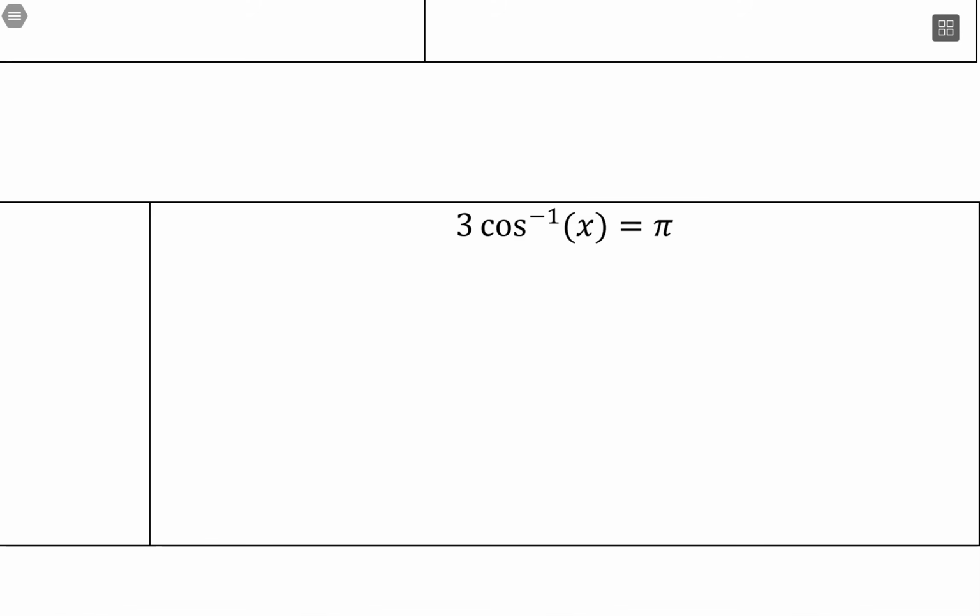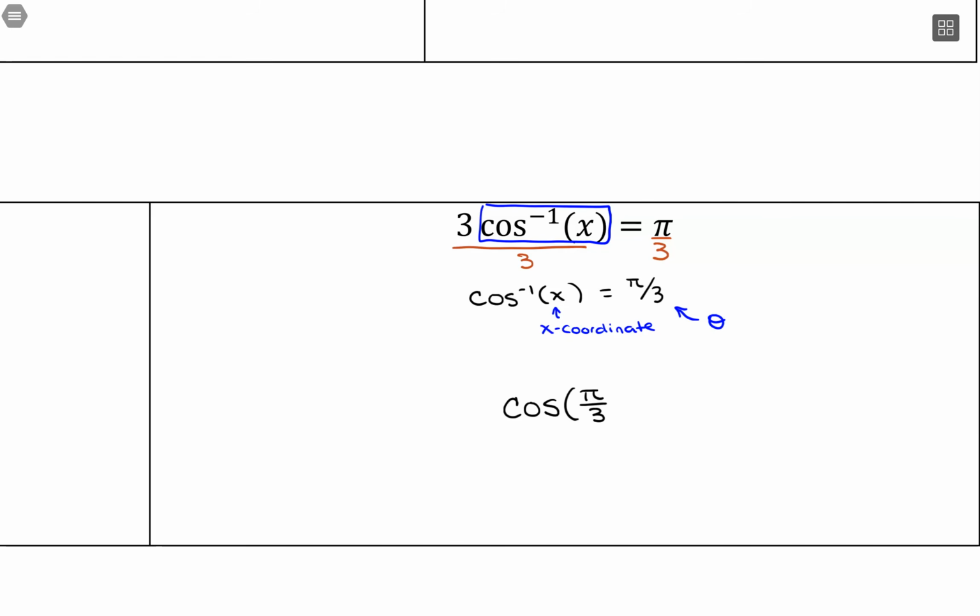With this one here, what I would need to do is isolate that inverse cosine expression. So what I'm going to do is divide both sides by 3. And what this will give me is inverse cosine of x is equal to pi over 3. Similar to that last case, this is where we're looking for our x coordinate, but we know our angle. So I could think of this as the same thing as taking cosine of pi over 3 and solving that.